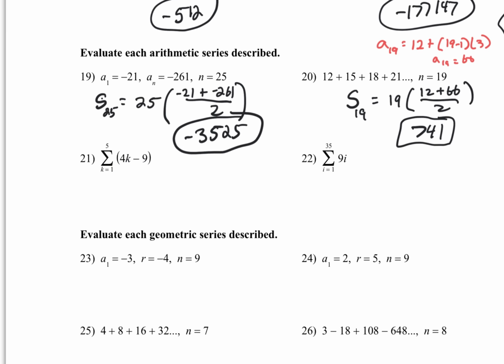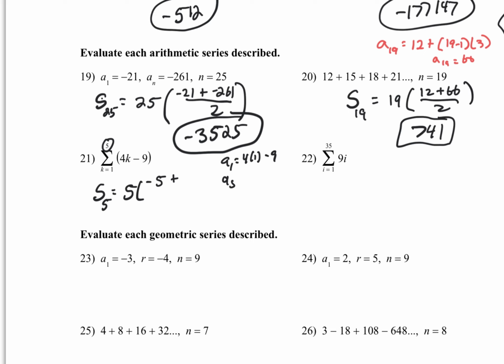Number 21. So we have to find the sum of the first 5 terms. So our n value is 5. We have to find our a of 1. So a of 1 is going to be 4 times 1 minus 9, not plus 9. 4 minus 9 is negative 5, so that's negative 5.